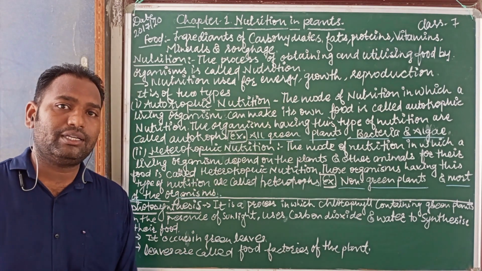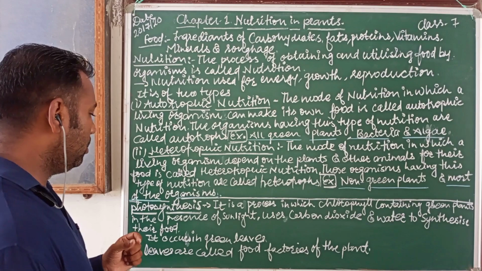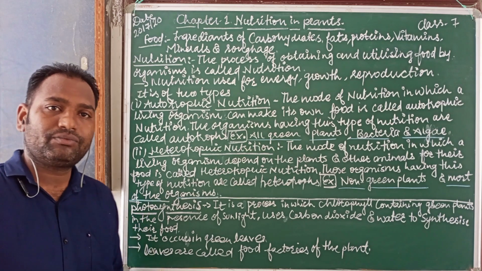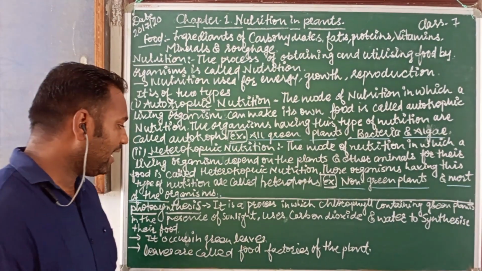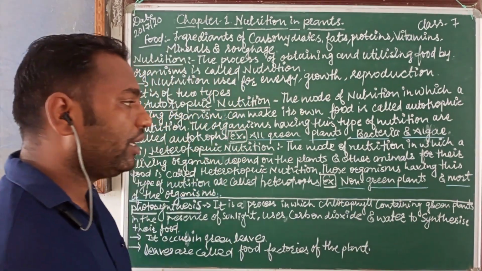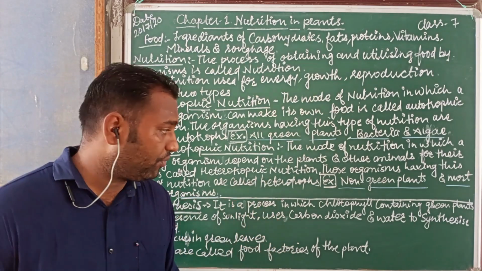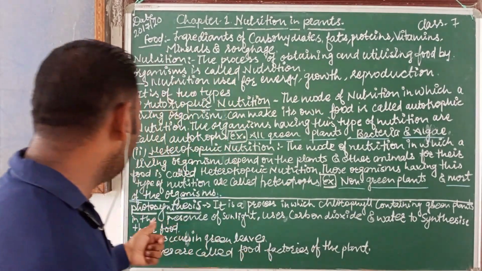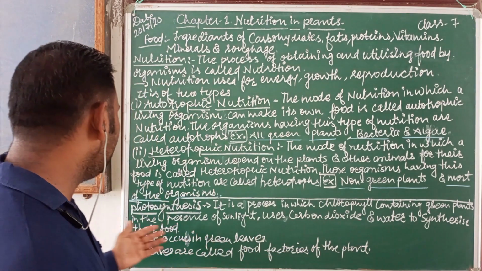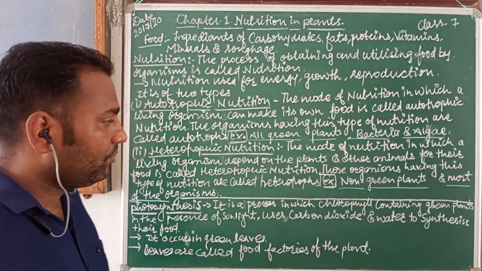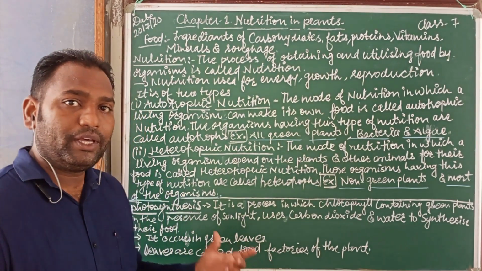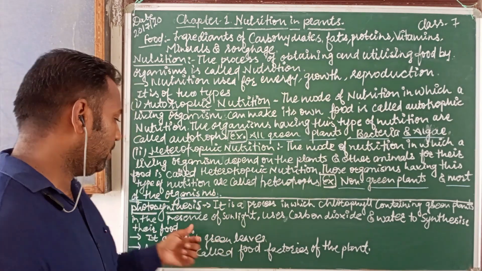The next important thing for us is photosynthesis, which is very beneficial for us. Photo means light and synthesis means to prepare. It is a process in which chlorophyll-containing green plants, the autotrophs which are our producers, in the presence of sunlight use carbon dioxide and water to synthesize their food.